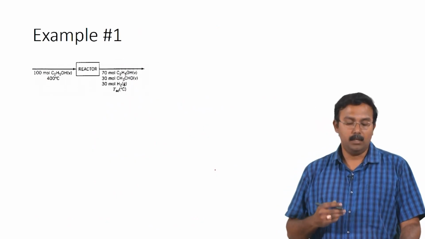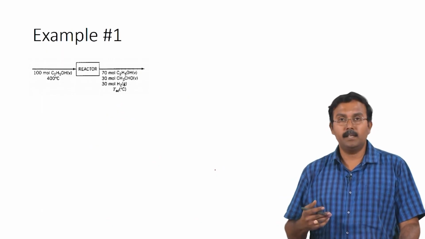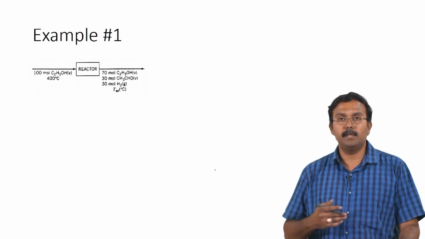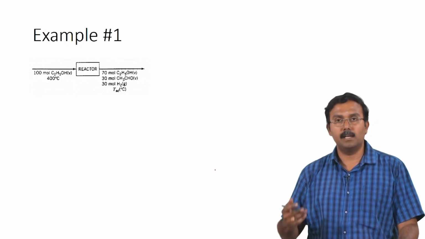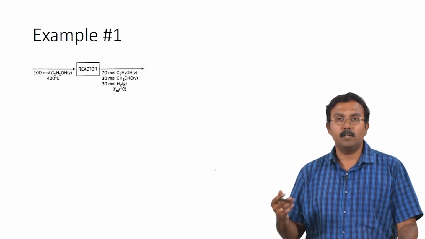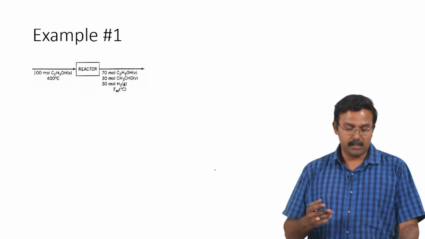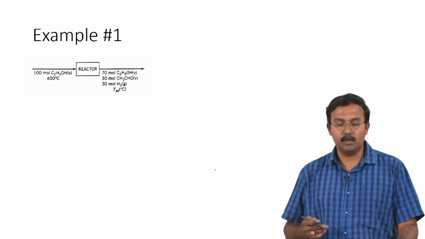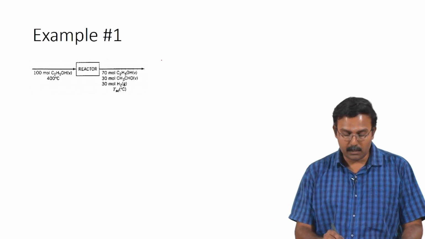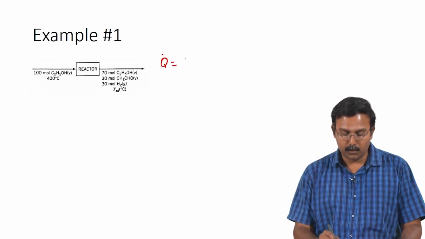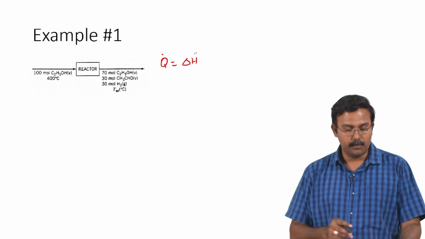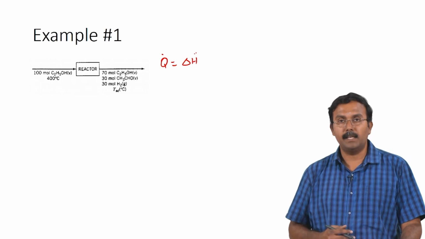Okay, so now we have to identify what type of system it is. This is an open system. So, the equation would be Q dot minus Ws dot equals delta H dot plus delta Ek dot plus delta Ep dot. Obviously, the kinetic energy changes and potential energy changes will go to 0, giving you an equation which is nothing but Q dot equals delta H dot. So, we need to identify delta H dot.